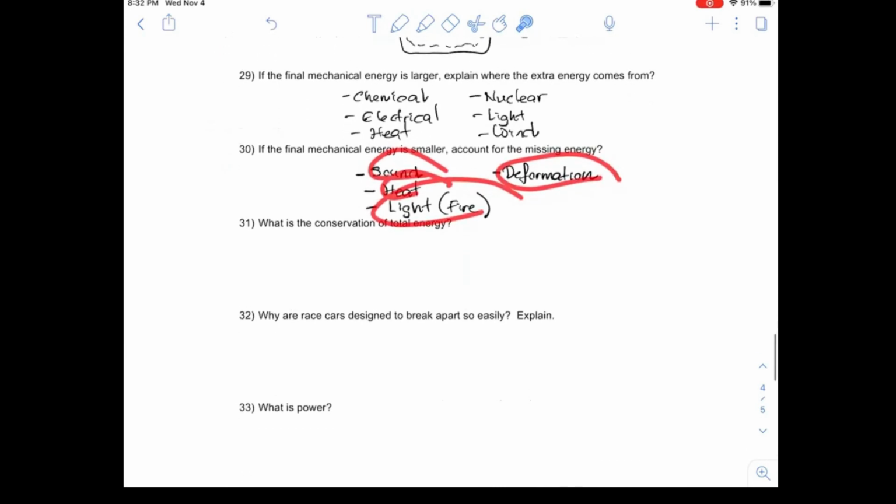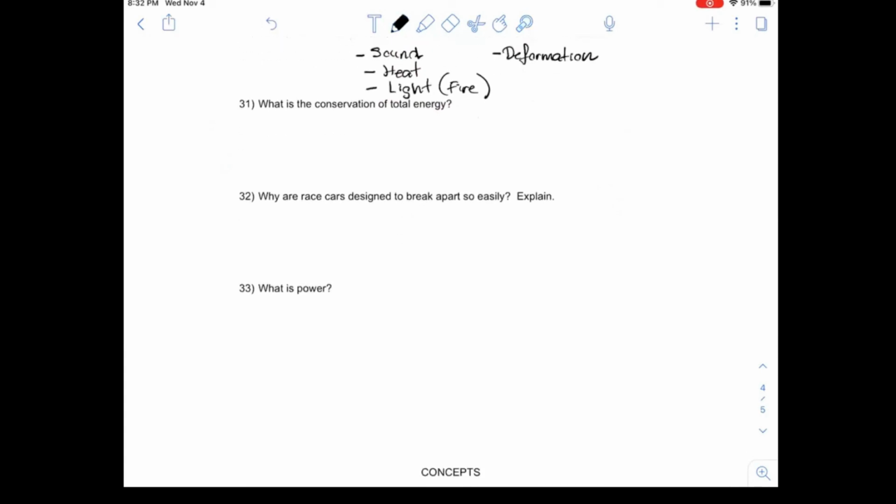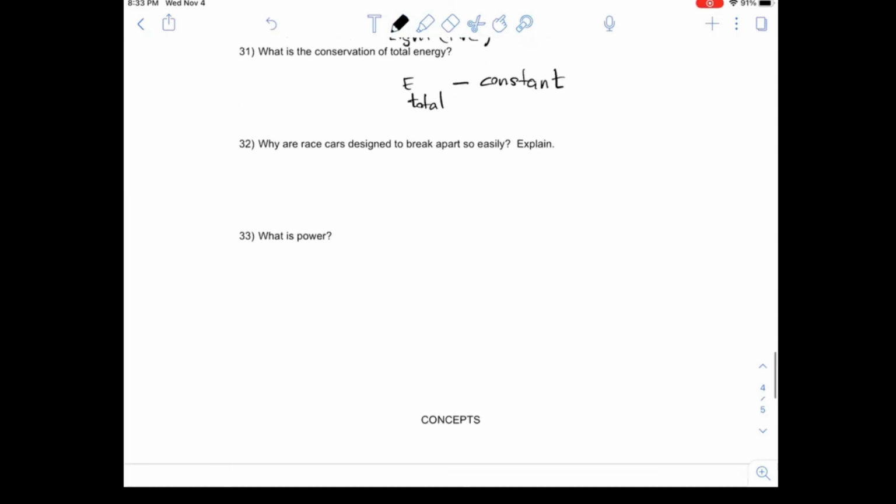That's it. All right, so what's the conservation of total energy? All right, so total energy is constant. That's what it means. So the energy cannot be created or destroyed. The total energy of the universe remains constant. So it can only be converted from one form to another. So this means that the total energy will be constant. Energy cannot be created or destroyed. It can only be converted.